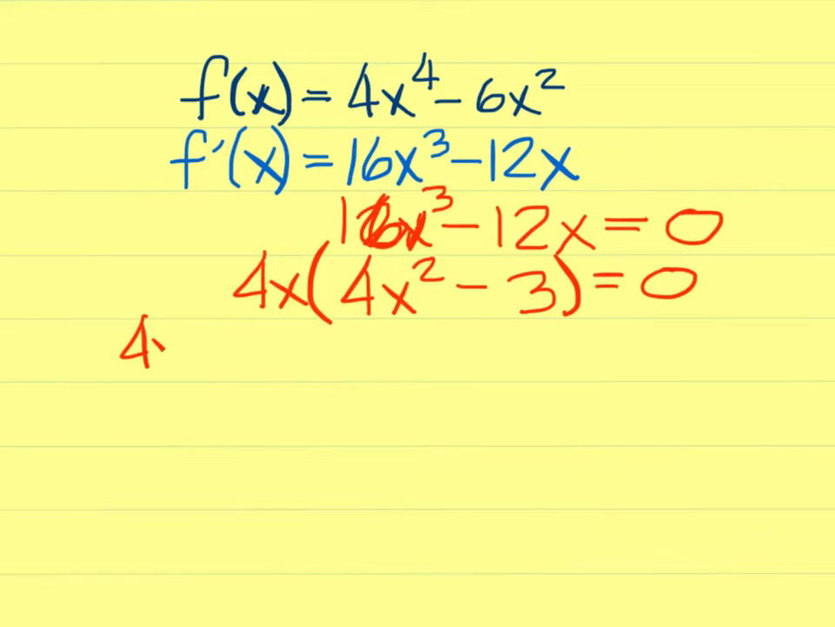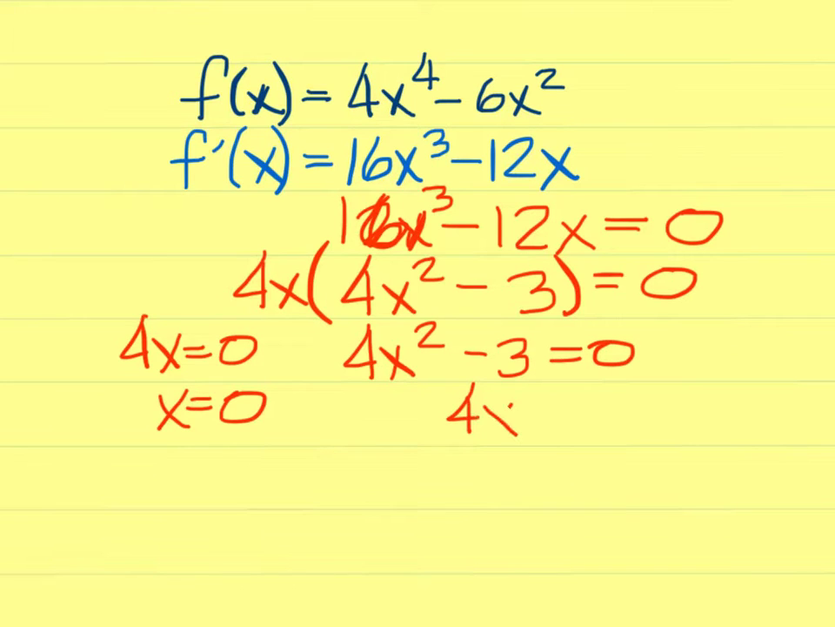If you set 4x equal to 0, you'll have 0 for an answer. And then if you set 4x to the second minus 3 equal to 0, you'll have 4x to the second equals 3, which is a good thing so that you don't have a minus sign on the right side. And then x squared equals 3/4.